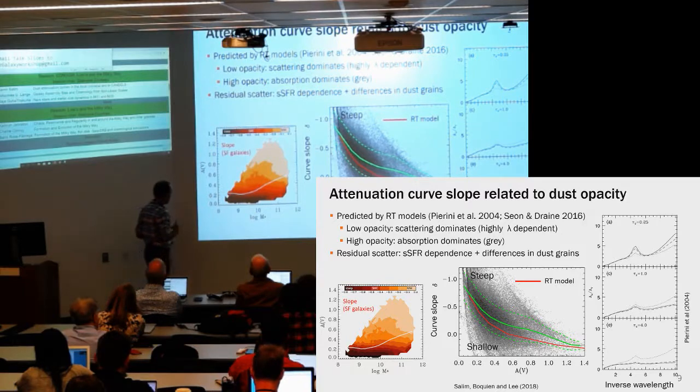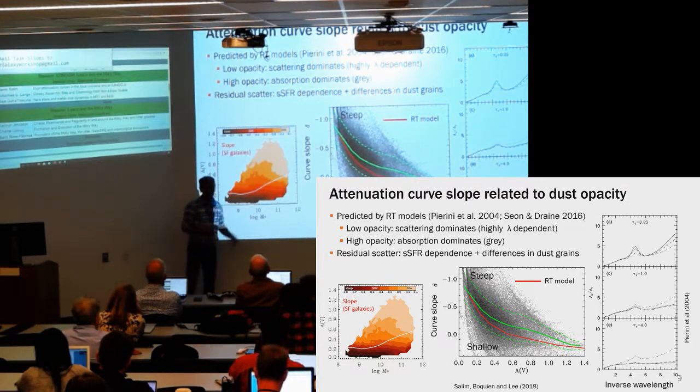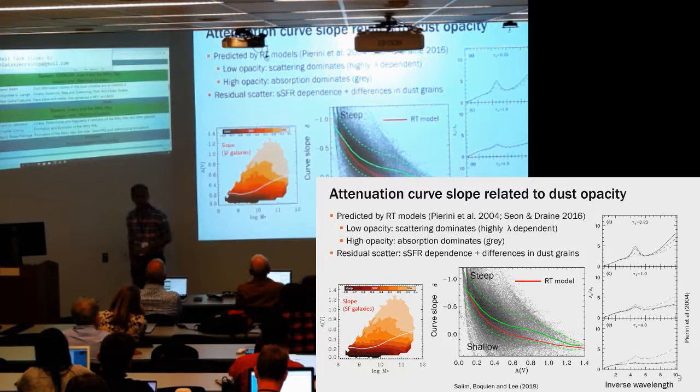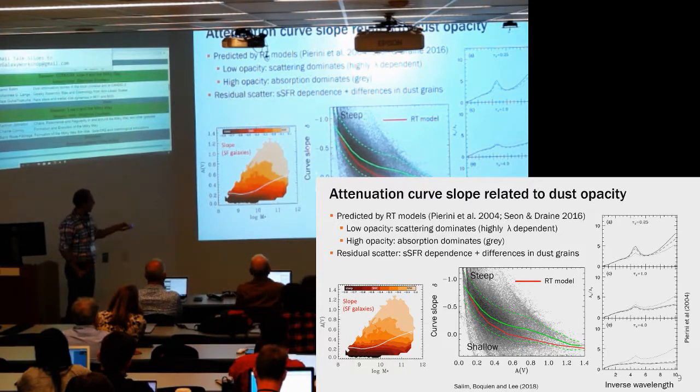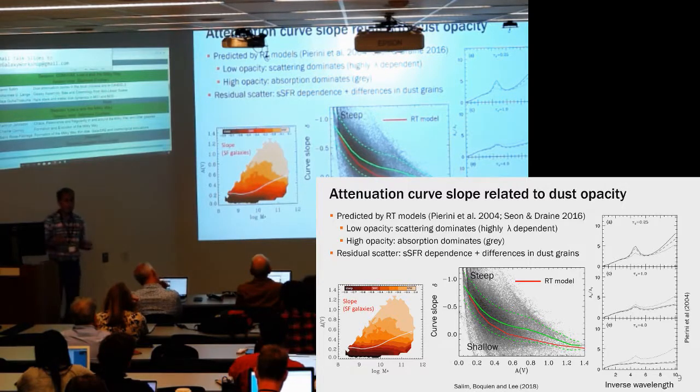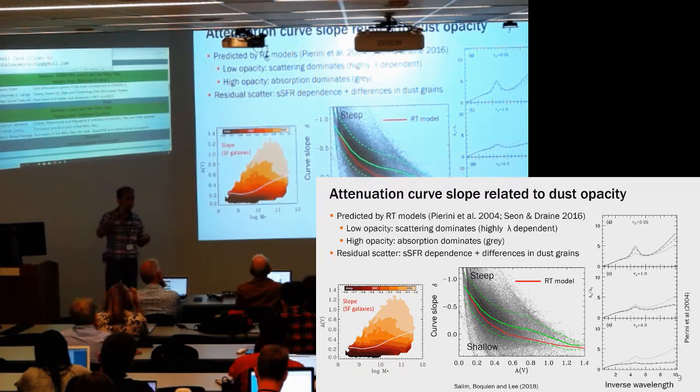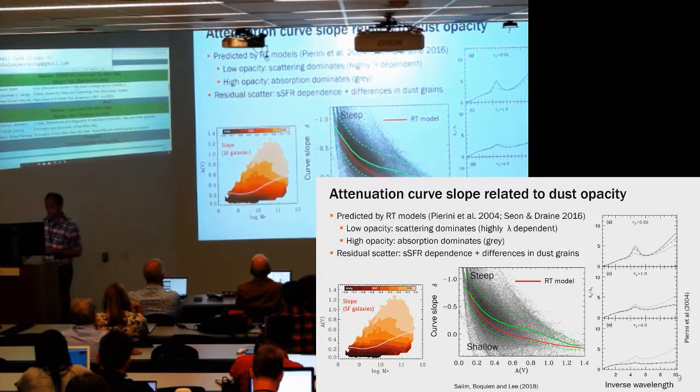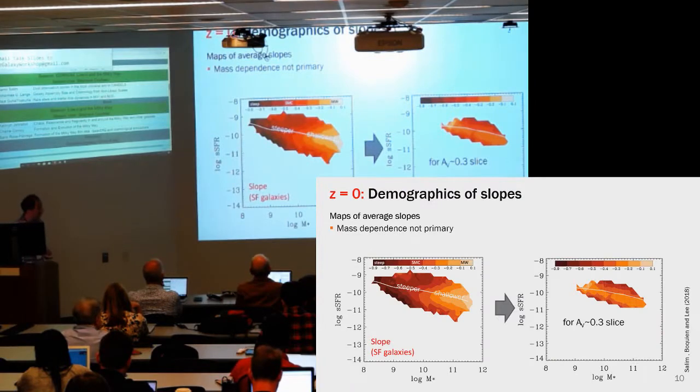So where does the dependence on the mass come from? More massive galaxies are dustier, so they tend to have shallower curves. Here I directly show slope versus AV, and you can see this. What is interesting is that this is what the radiative transfer models tell us is happening. It has to do with the mix of scattering, which is very wavelength dependent, and absorption, which is not. If there's a lot of dust, absorption takes over the scattering. So we believe that is the explanation.